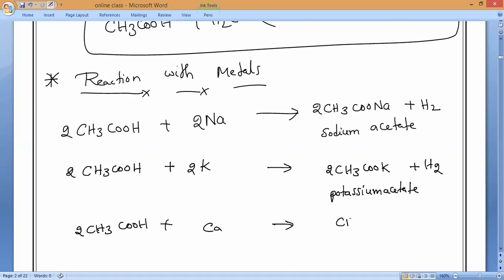Calcium acetate. (CH3COO)2Ca, because calcium is 2 plus, plus hydrogen gas. So what is the name? This one is calcium acetate.